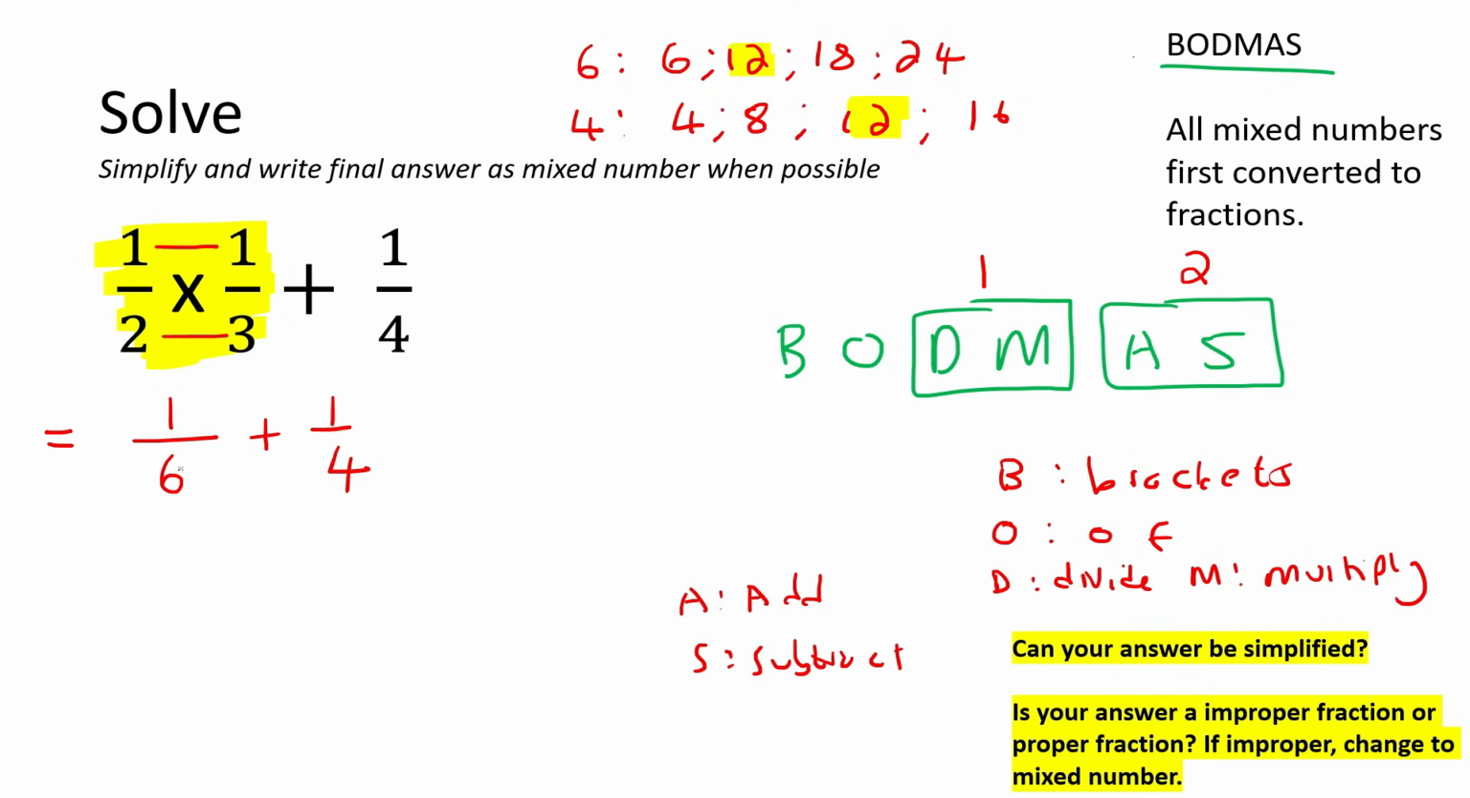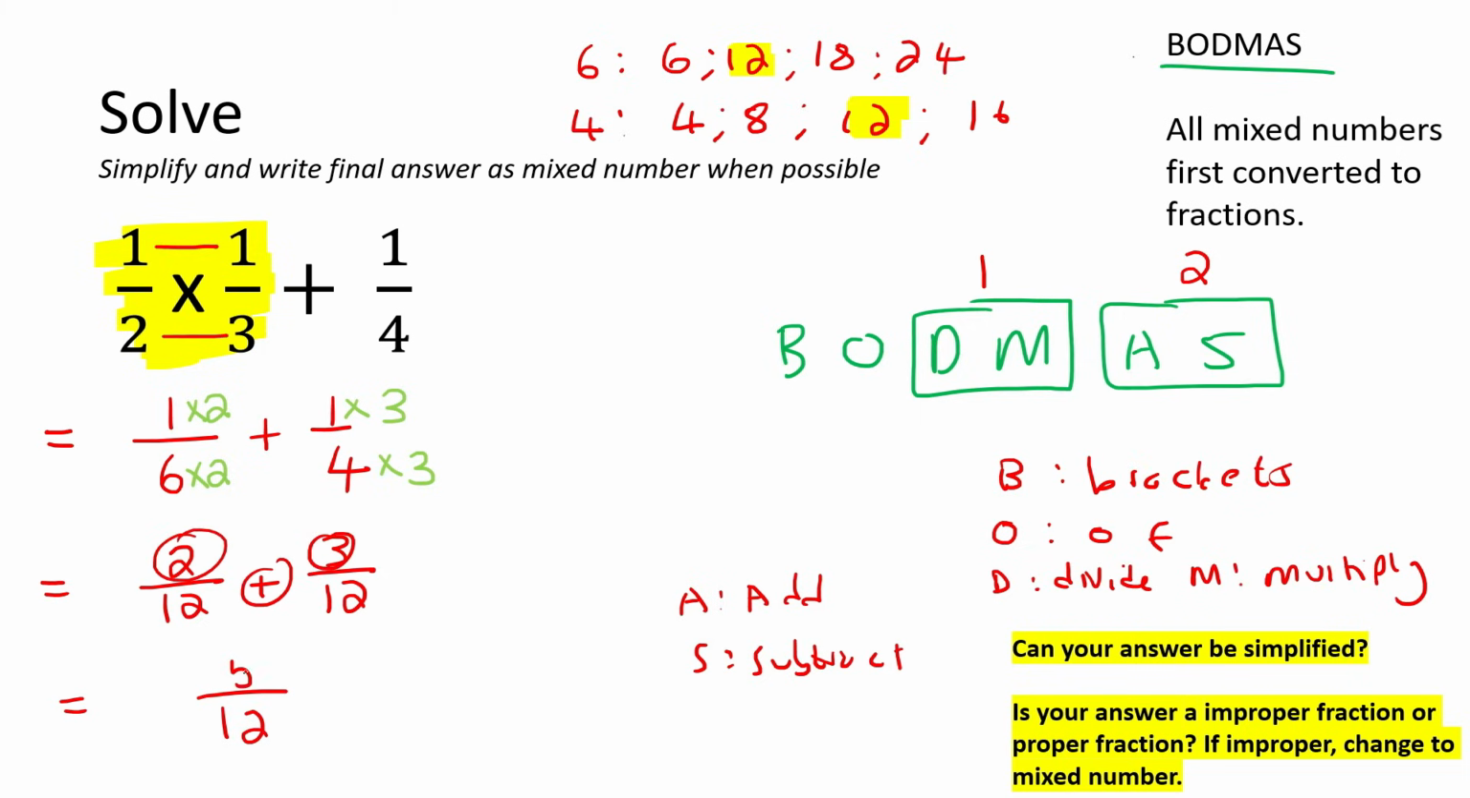So we will turn this and this into a 12 by multiplying this one by 2, and what you do at the bottom, you do at the top. And this you would multiply by 3, and what you do at the bottom, you do at the top. And so this will end up being 2 over 12 plus 3 over 12. Now, when those two numbers at the bottom are the same, you leave it as a 12. And then what is 2 plus 3? 5. Very important. Can your answer be simplified? No. There is no number that can go into both 5 and 12.